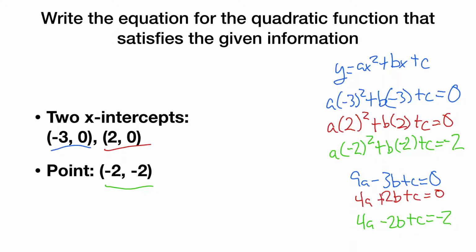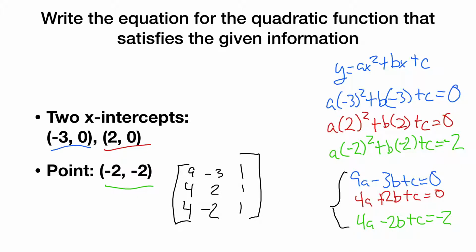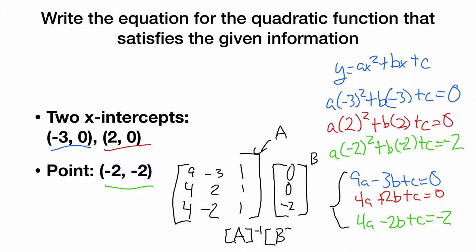So once we know those, what we have here is a system of 3 equations. So I just plug those into my calculator using matrices: 9, negative 3, 1, 4, 2, 1, 4, negative 2, 1. And I would have that be my A. And then I'd do another one with my answers: 0, 0, negative 2. That's my B. Then I just do A negative 1, B.